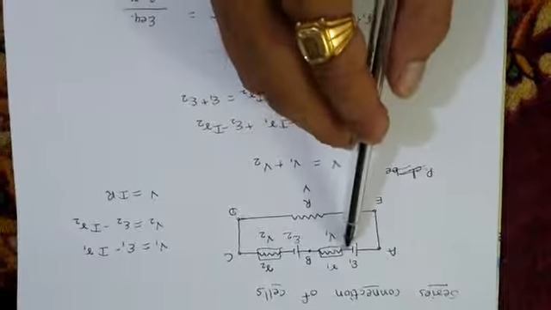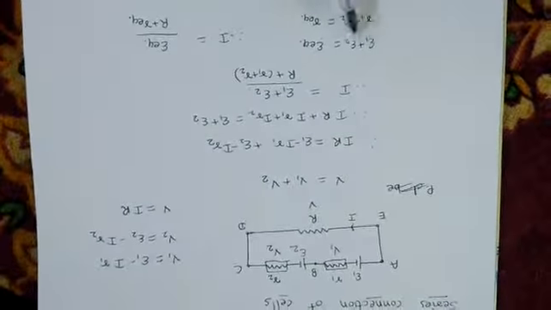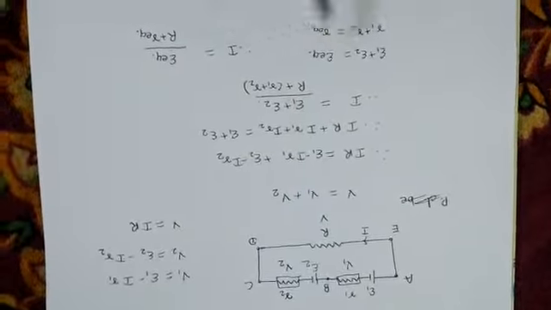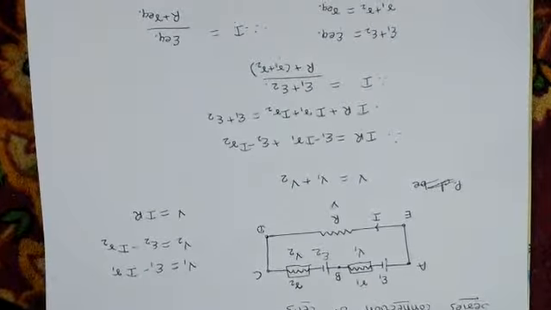In place of these two cells, if we have n number of cells, then we can say that epsilon 1 plus epsilon 2 plus up to epsilon n equals epsilon equivalent, and r1 plus r2 plus up to rn is r equivalent.